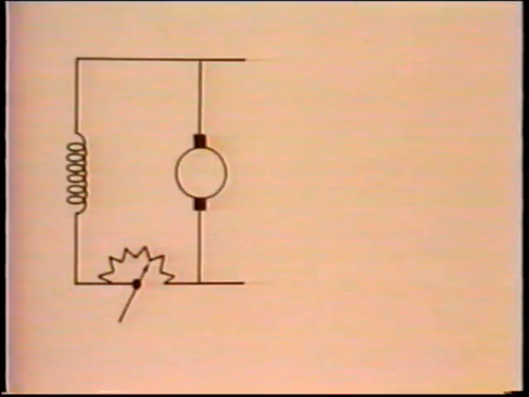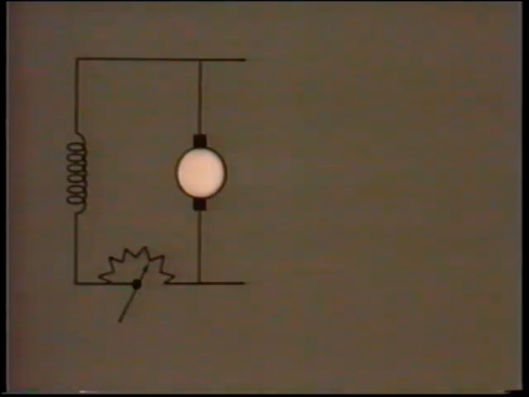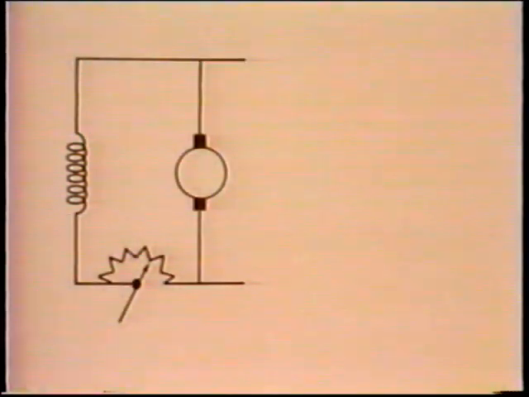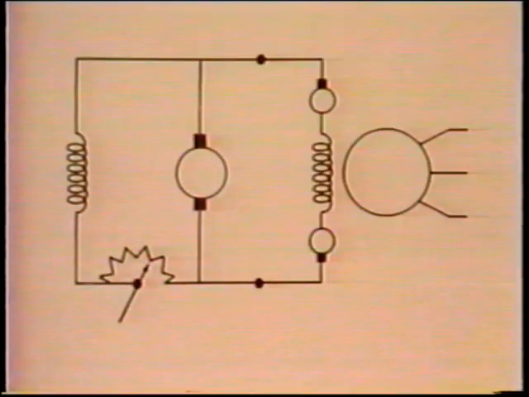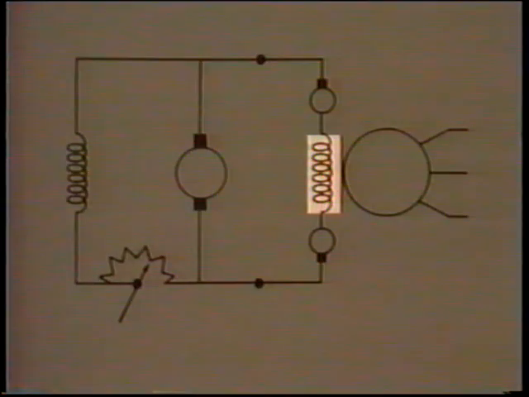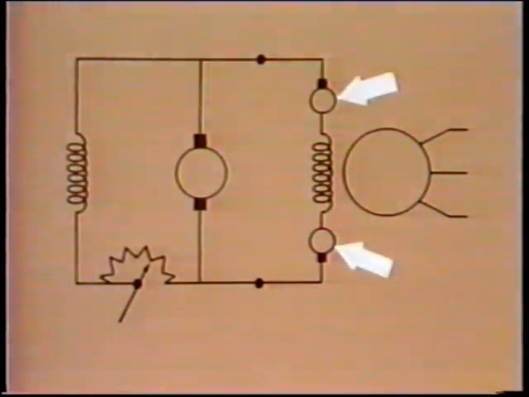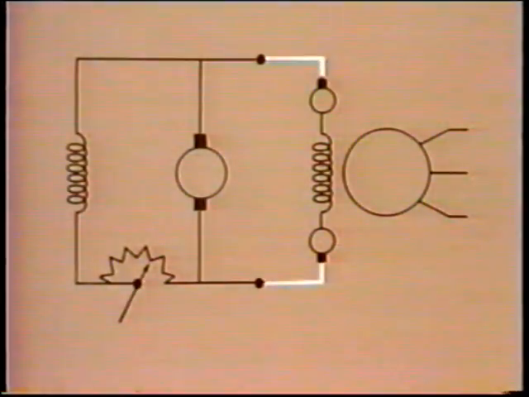Initially, there's a small residual field in the DC generator. When its armature turns, induction produces a voltage, and current flows through the shunt field. The generator's magnetic field increases, causing more induced voltage and more current flow through the shunt field. As the process repeats, voltage builds to a value that's determined by the resistance of the shunt field and the rheostat.